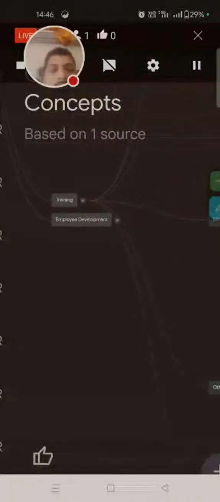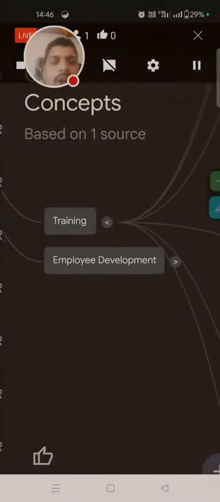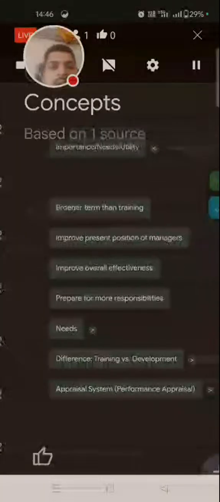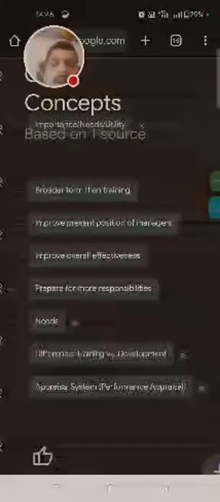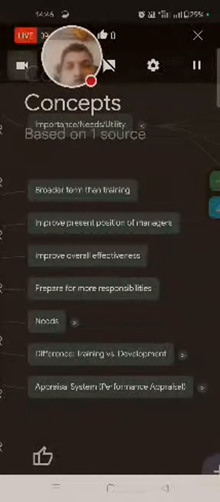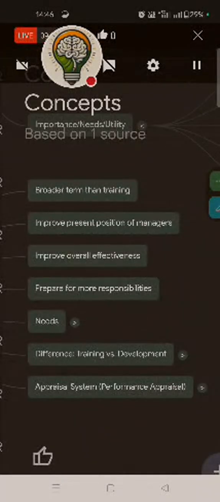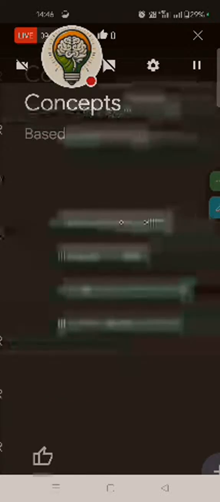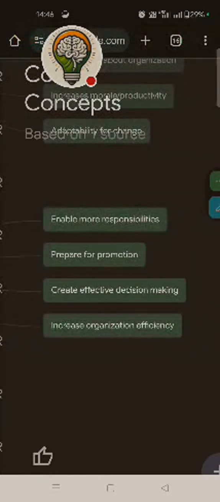Then comes the employee development. Management training aims to improve the present position of the manager, improve overall effectiveness, and prepare for more responsibility. The need of this training is to enable more responsibility, prepare for promotion, create effective decision making, and increase organizational efficiency.